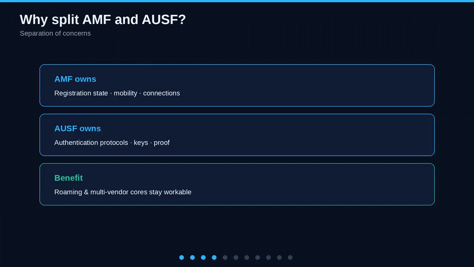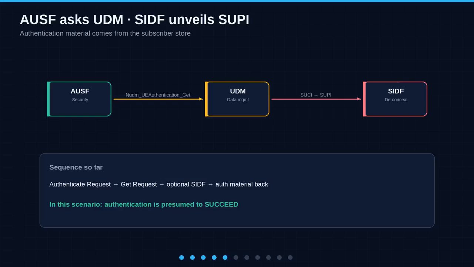Authentication is officially underway. The AUSF cannot invent authentication data. It must fetch what the home subscriber store knows. So the AUSF sends Nudm_UEAuthentication_Get request to the UDM. In plain words, give me the authentication material for this subscriber context. If the identity on the table is still a SUCI, concealed, the UDM may involve the SIDF. The SIDF's job is narrow and vital. Turn SUCI into SUPI. Open the opaque envelope. Recover the permanent subscription identifier so the database can actually find the right record.